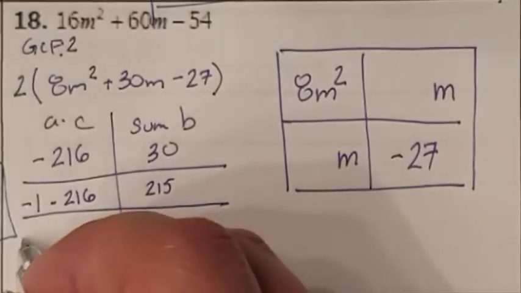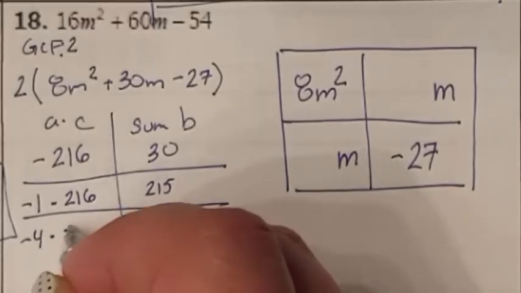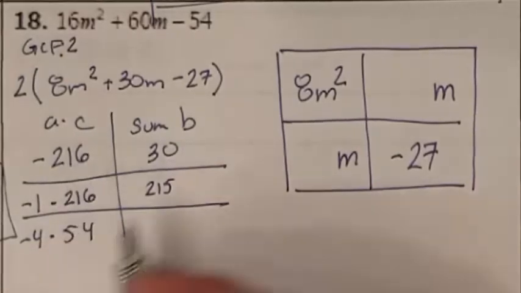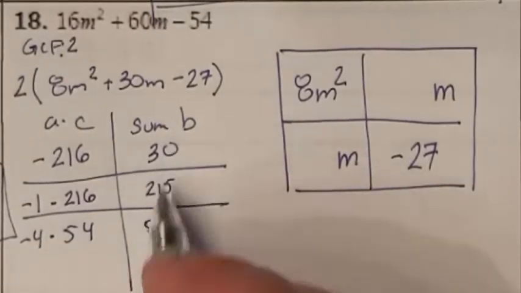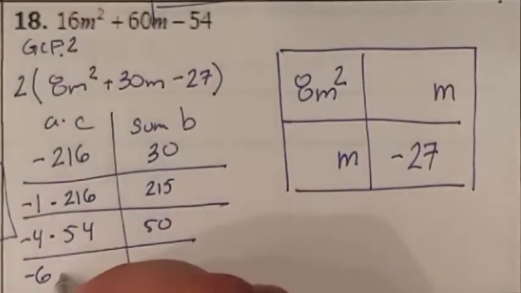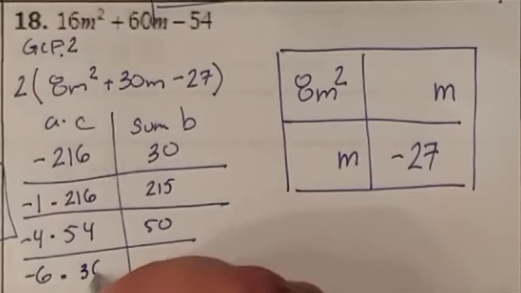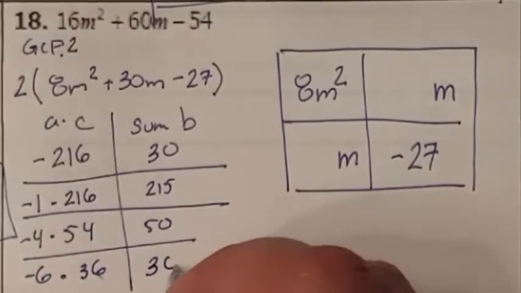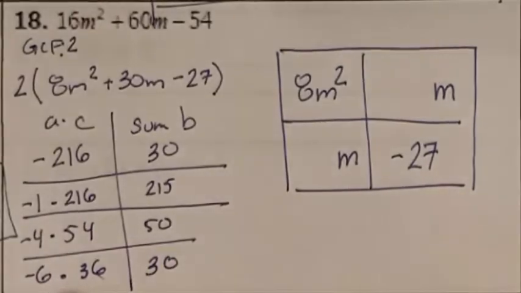Let's go ahead and try 4. So negative 4 times 54 does multiply together to give me negative 216, but when I add these, I got 50. I'm getting closer. 5 doesn't work, so let's go ahead and just try 6. So negative 6 times 36 multiply together to give me a negative 216. When I add these, I get the 30. So I found the two numbers that I needed.